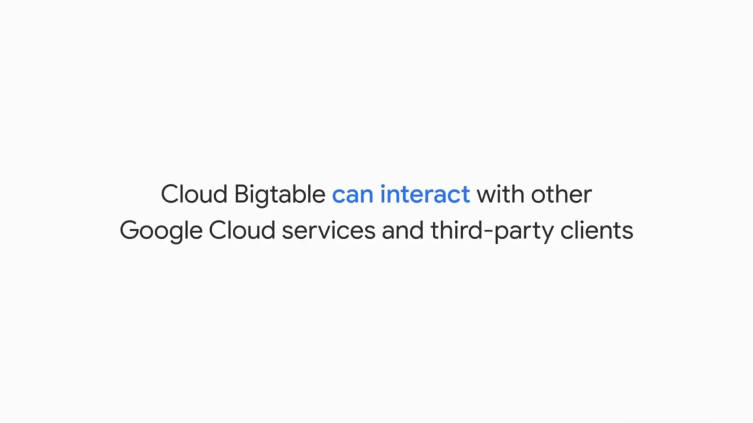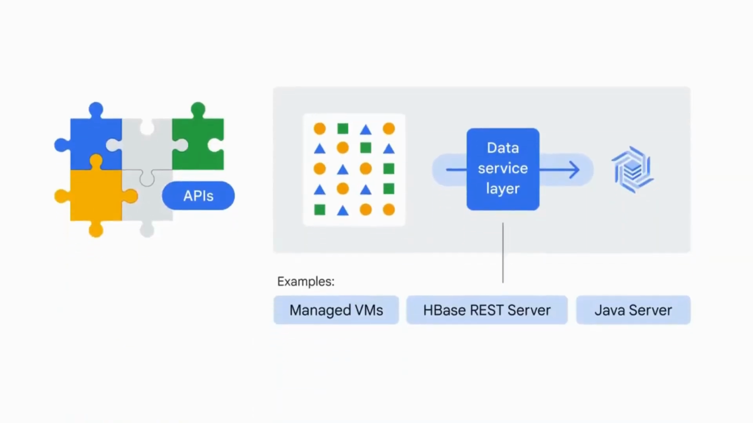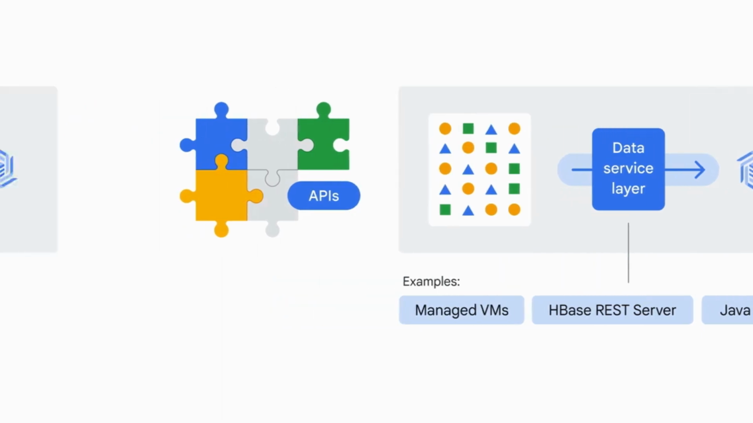Cloud Bigtable can interact with other Google Cloud services and third-party clients. Using APIs, data can be read from and written to Cloud Bigtable through a data service layer like managed VMs, the HBase REST server, or a Java server using the HBase client. Typically, this is used to serve data to applications, dashboards, and data services.